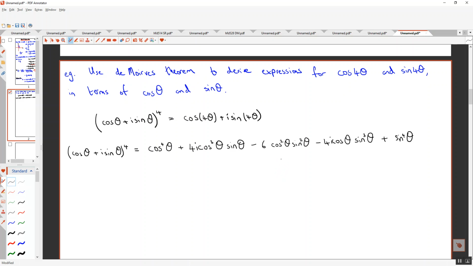Okay, so far? All right, so we've got these two expressions. We've got this one, we've got this thing, but these are both equal to each other, yep? Because they're both cos theta plus i sine theta all to the power 4. So what we can do is put them equal to each other.